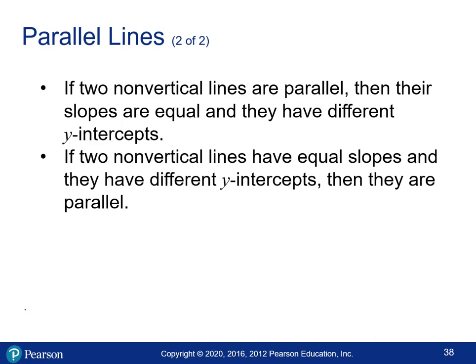So these statements here are just sort of the reverse of each other. If two non-vertical lines are parallel, then they have the same slopes and different y-intercepts. And the opposite, if two non-vertical lines have the same slope and different y-intercepts, then they're parallel. So it's just saying two directions. Parallel implies same slope, different y-intercept. And then the second statement just says the opposite: slope same, y-intercept different, means parallel.